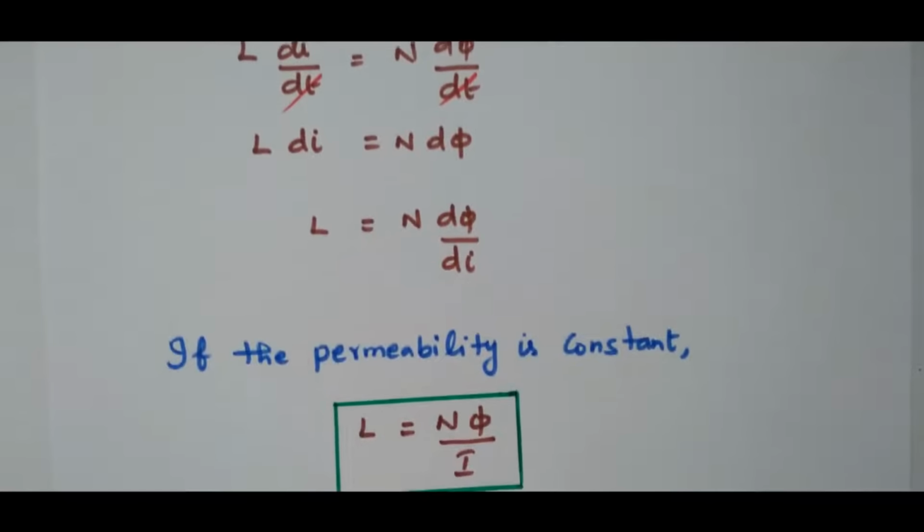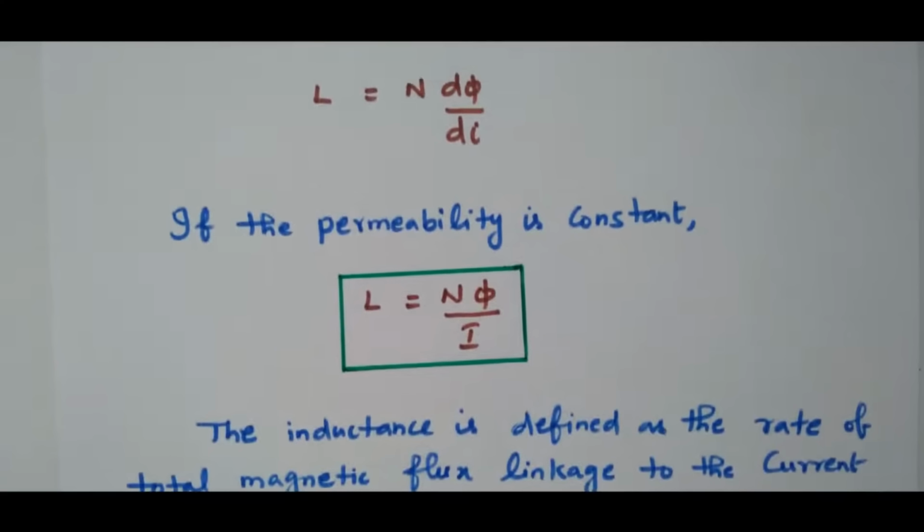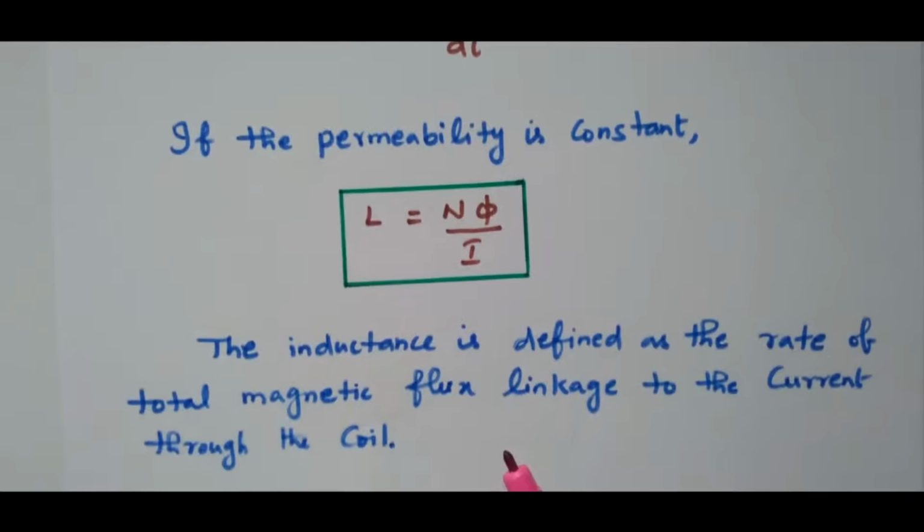If the permeability is constant, what will happen? This equation becomes L equal to N phi by I. The inductance equals number of turns times flux divided by current. L equal to N phi by I. This is the expression for self-inductance. The definition given is: the inductance is defined as the ratio of total magnetic flux linkage to the current through the coil. Now we'll see the mutual inductance.